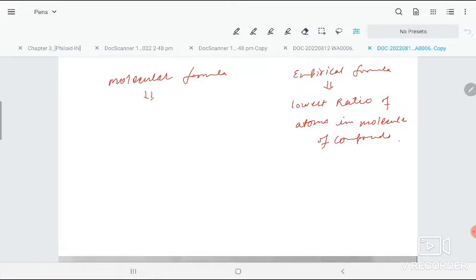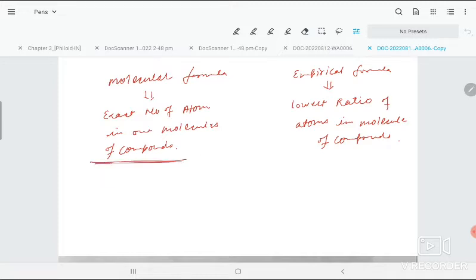What is the meaning of molecular? Exact number of atoms in one molecule of compound. What are they going to follow? They are going to follow all the laws of chemical combination. Here law of chemical combination is required. From the molecular formula we are going to derive the empirical formula.